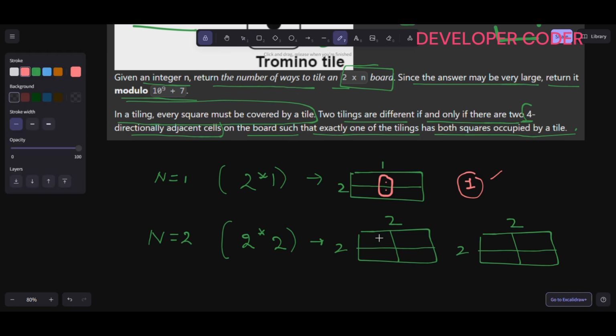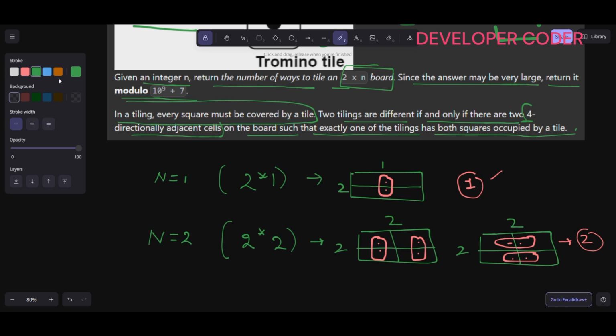If I place the domino tiles like this, and here also, this is one way. And if I place the domino tiles like this, this is also one way. So in total there are two ways. There is no other way. There are only two ways for n equal to 2, so 2 is my output.